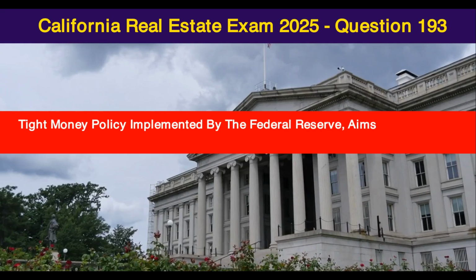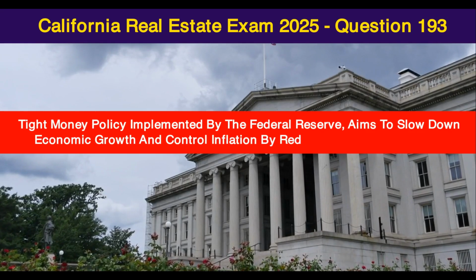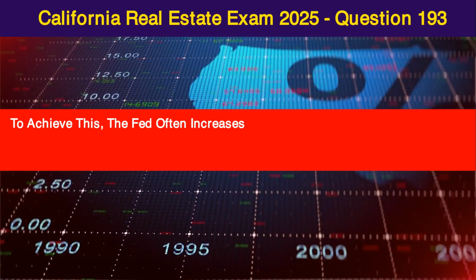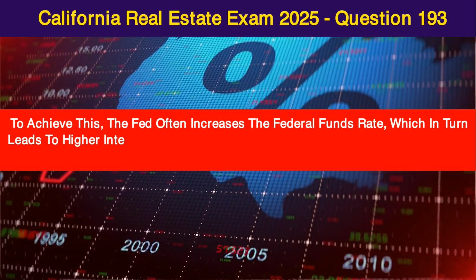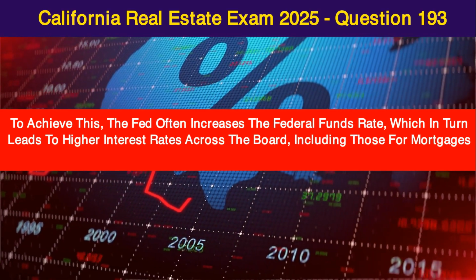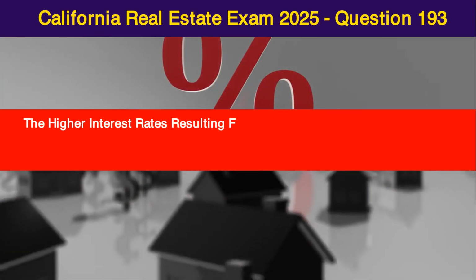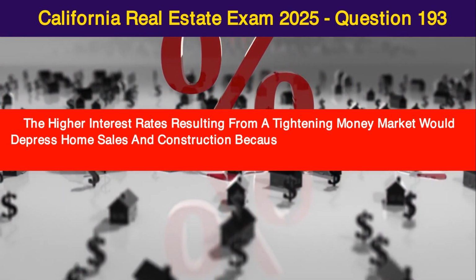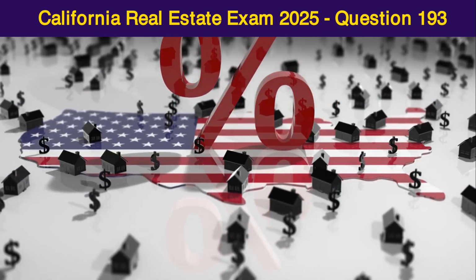Tight money policy implemented by the Federal Reserve aims to slow down economic growth and control inflation by reducing the money supply. To achieve this, the Fed often increases the federal funds rate, which in turn leads to higher interest rates across the board, including those for mortgages and other loans. The higher interest rates resulting from a tightening money market would depress home sales and construction because consumers have a harder time obtaining home loans.